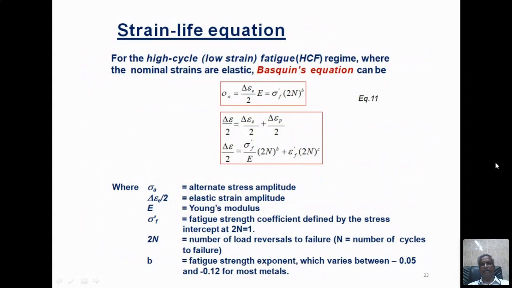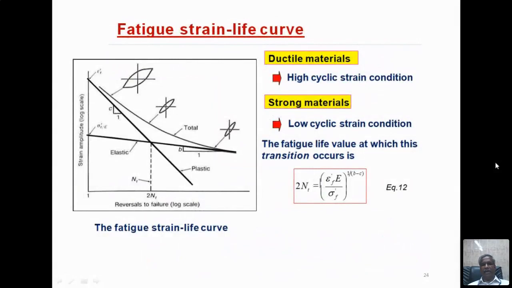You can calculate this like the Basquin equation for high cycle fatigue, and here there is an elastic region, and here it is the plastic region. Using this equation, you can evaluate the life of the component. And finally, it is the fatigue strain-life curve. It is a combination of the low cycle fatigue curve, plastic, and the elastic curve.